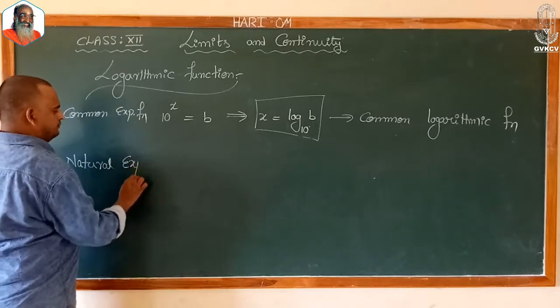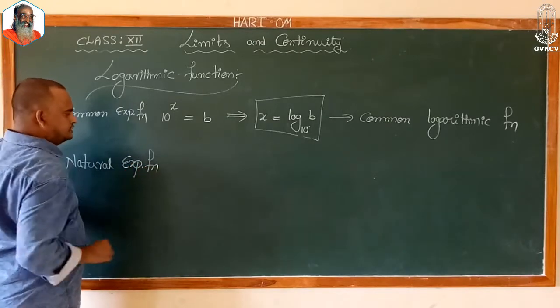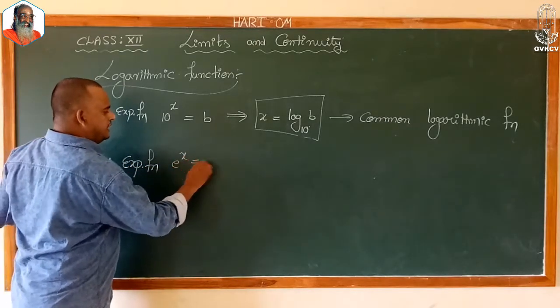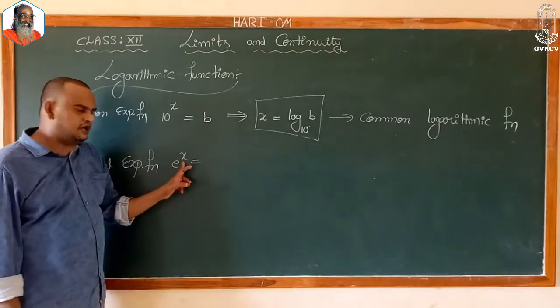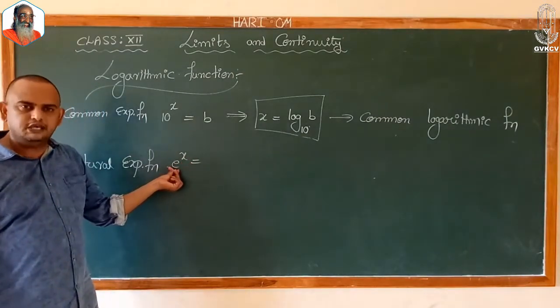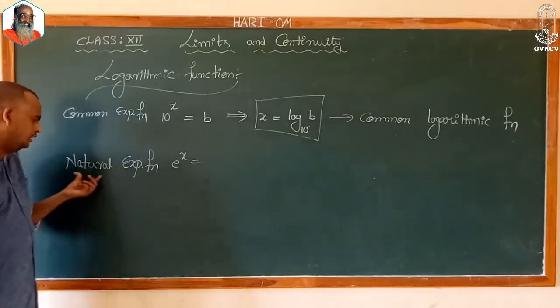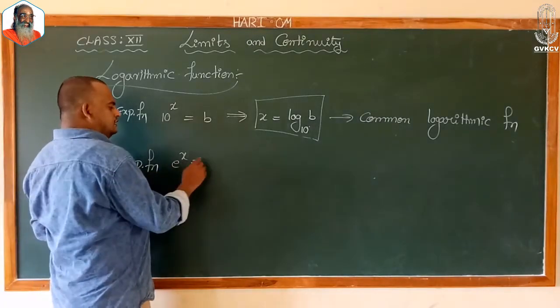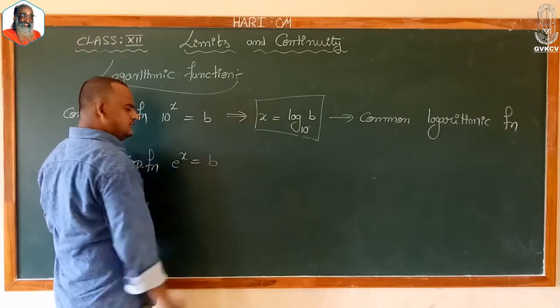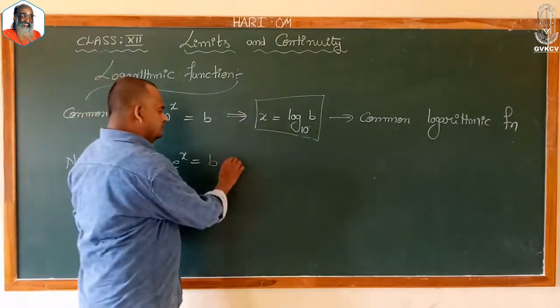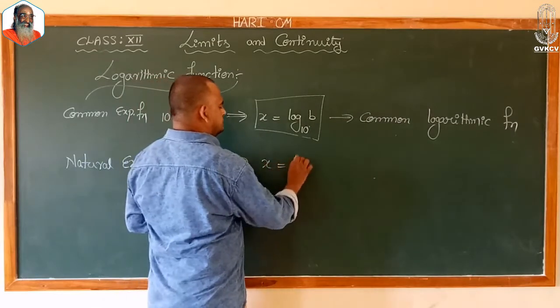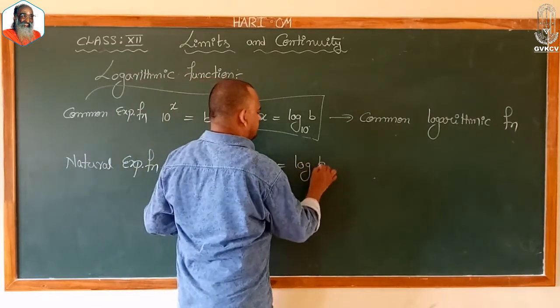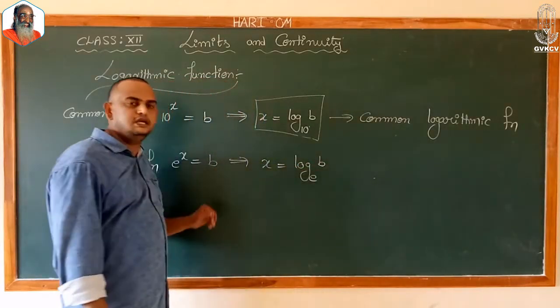Natural exponential function. What is that? e power x. Wherever we have the base e, that is nothing but a natural exponential function. For example, here e power x is equal to again some b you have. Let us convert it. You have x is equal to log b to the base e.